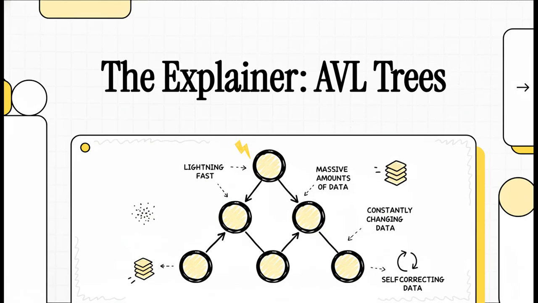Have you ever wondered how databases and search systems stay so incredibly fast? I mean, even when you're just throwing massive amounts of constantly changing data at them? Well, a big part of the answer lies in this really clever, self-correcting data structure, the AVL tree.